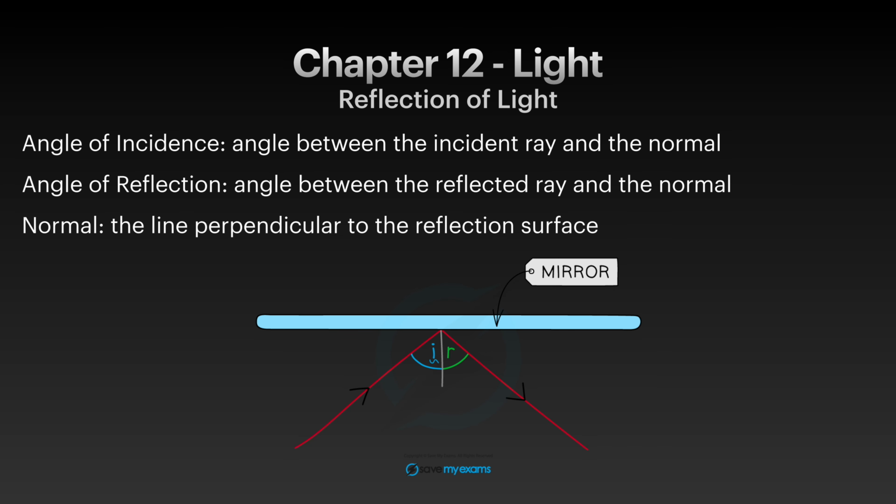Now we move on to the reflection of light waves. Light obeys the law of reflection, that is, the angle of incidence equals the angle of reflection, and the incident ray, reflected ray, and the normal all lie in the same plane. Mirrors produce clear reflections because they have smooth surfaces, so reflected rays stay parallel.